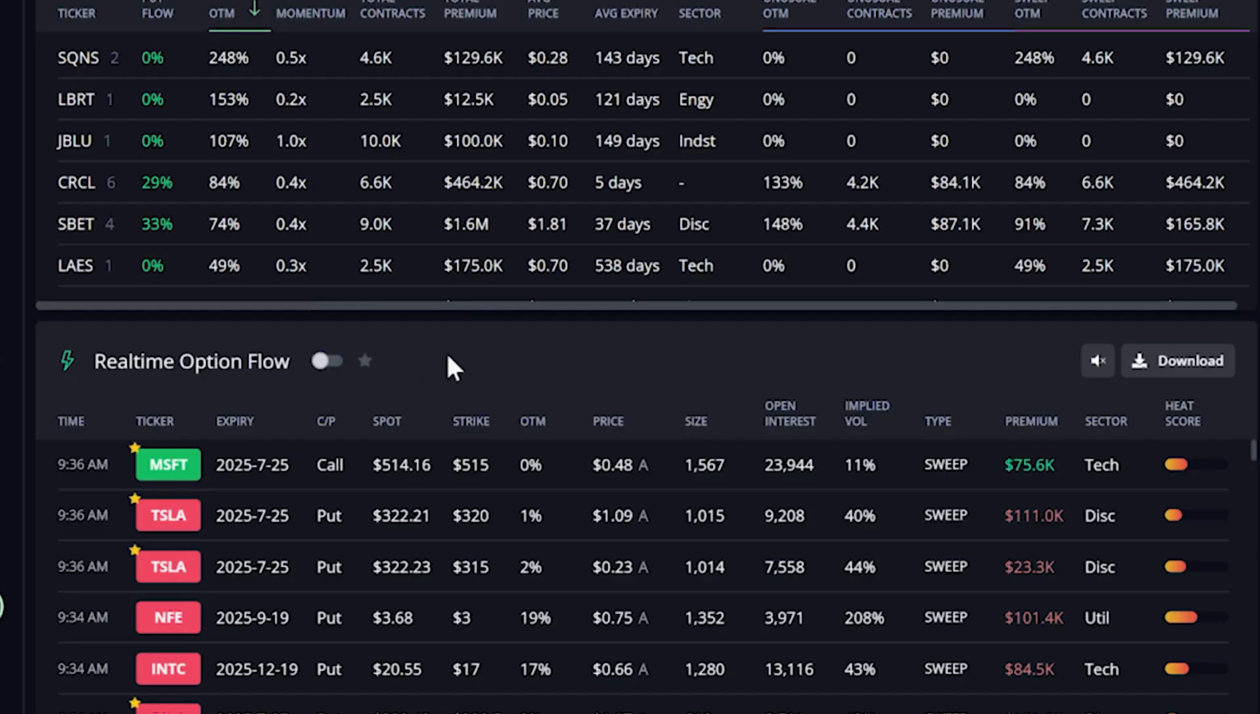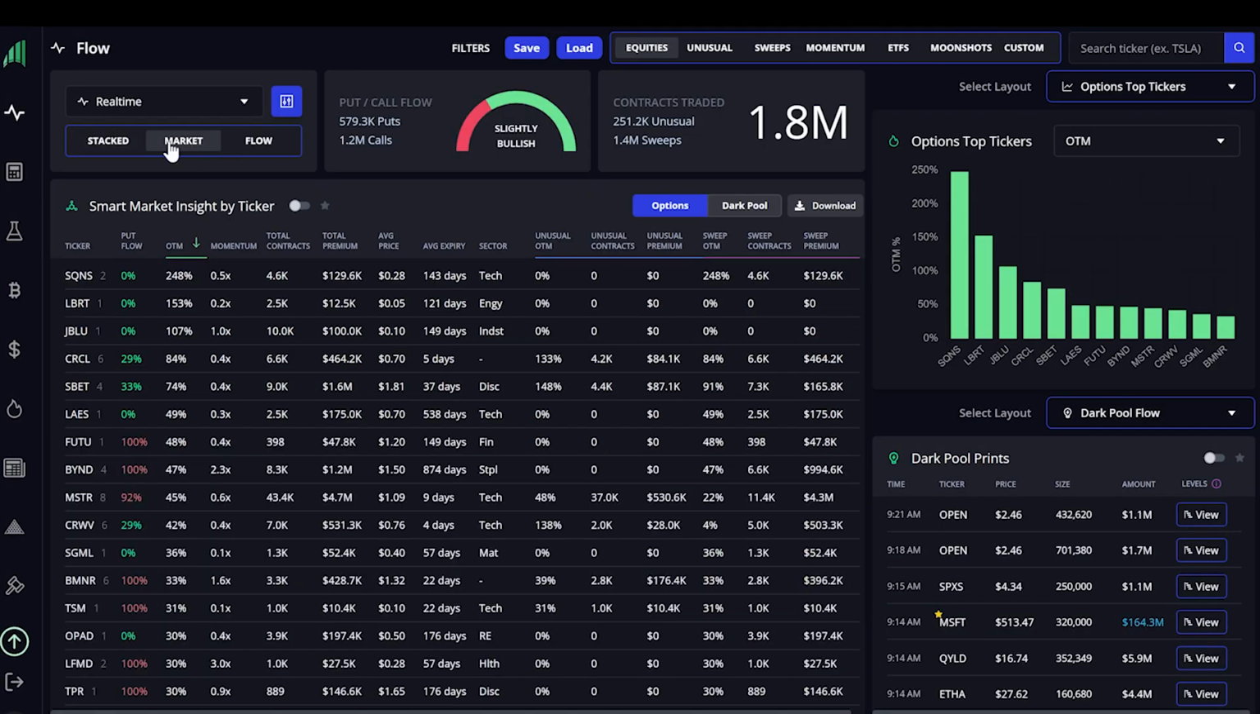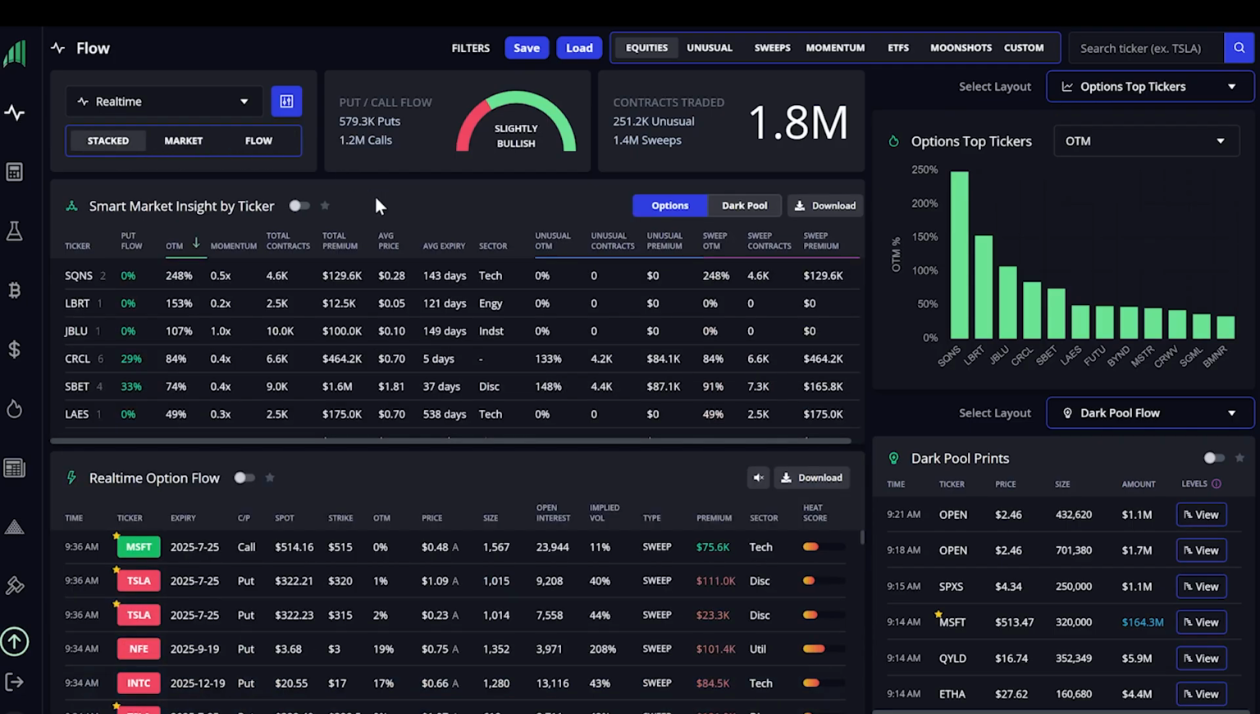Under real-time option flow, you can get a list of unusual options trades as they come in, and they're scored with this heat score. So this is Insider Finance's proprietary algorithm to help you decide which of these trades are most worth paying attention to. You can actually make either of these feeds bigger just by using the toggle here. So the dashboard isn't super customizable, but it is nice that you can make these tables a little bit bigger if you want to focus on one or the other.